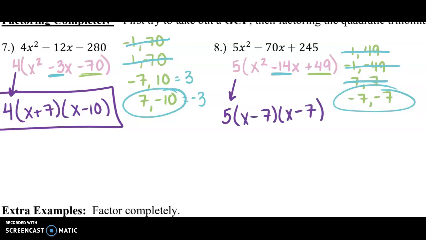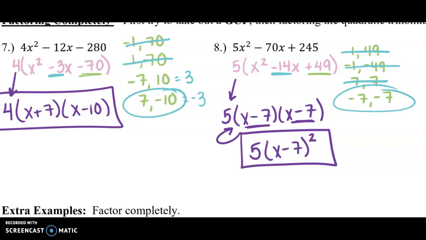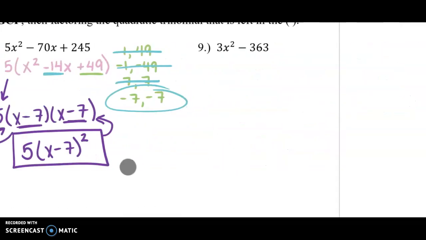Again, if you remember from up above, I believe that was number 4, the most simplified and accurate way of writing this is to take this, since this is the same, and write it as 5 times x minus 7 all squared. If you don't and you write it the other way, that's okay for now, but you will want to get into that habit eventually of writing it the squared way. Let's look at number 9. I can factor out a 3. So if I take a 3 out, I'm left with x squared minus 121.